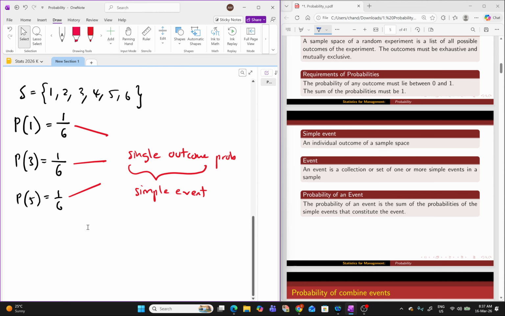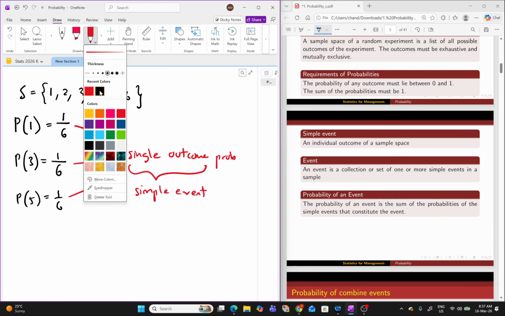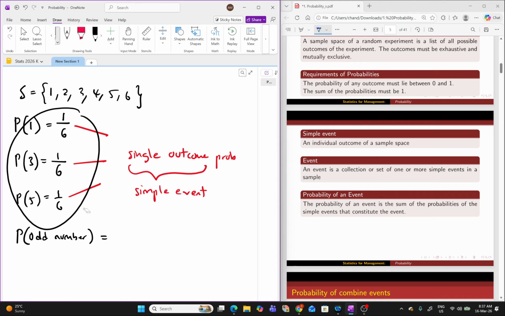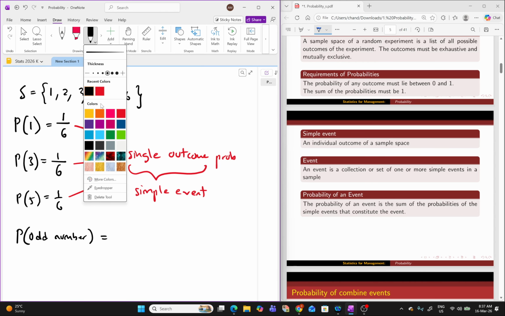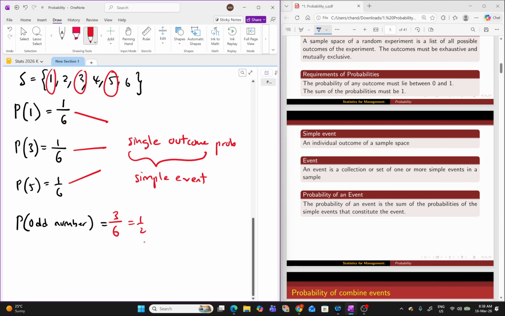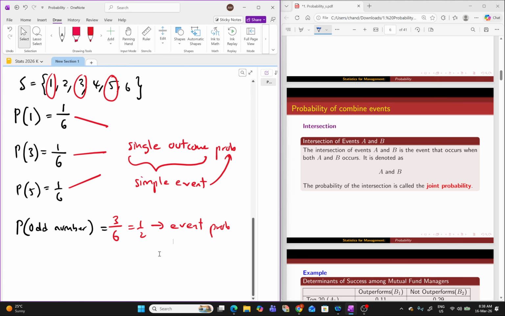Now if I want to combine these, I can ask what is the probability of getting an odd number. Here I combine everything. The odd numbers are 1, 3 and 5. So 3 odd numbers out of 6, I get 1 over 2. When I combine more than one simple event or single outcome, this is known as an event probability. An event is a collection of more simple events.